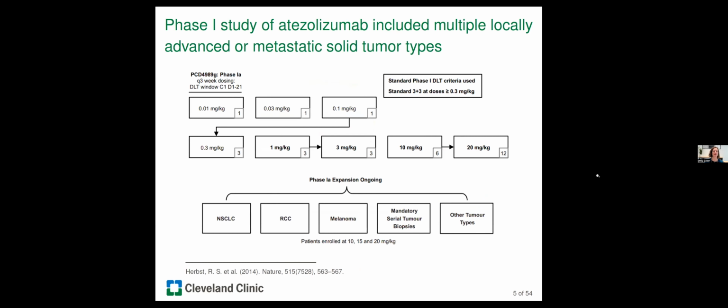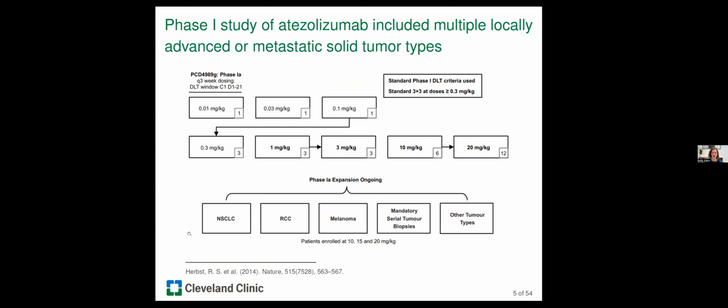And it was studied in phase 1 with a kind of traditional 3+3 design to start, going through these doses that you can see here. These were the doses that were of interest to start in all comers. And actually the MTD was not identified and was not reached in this study.